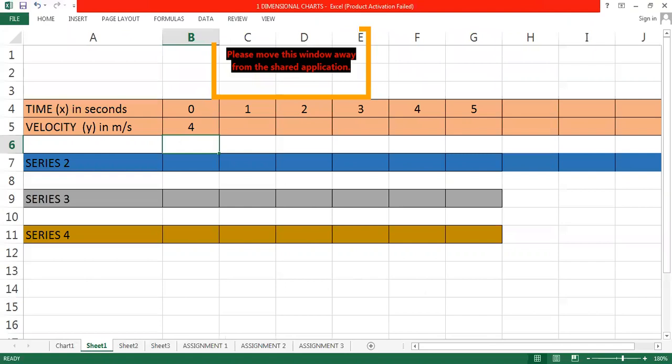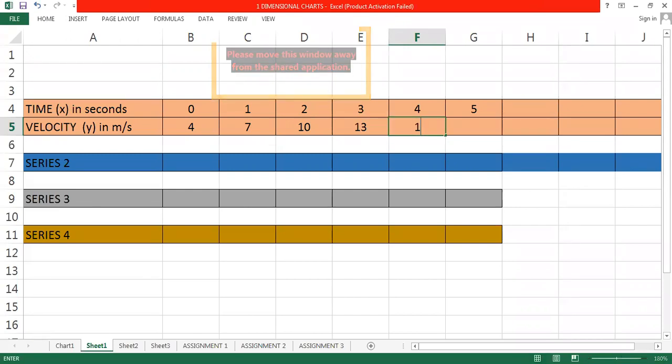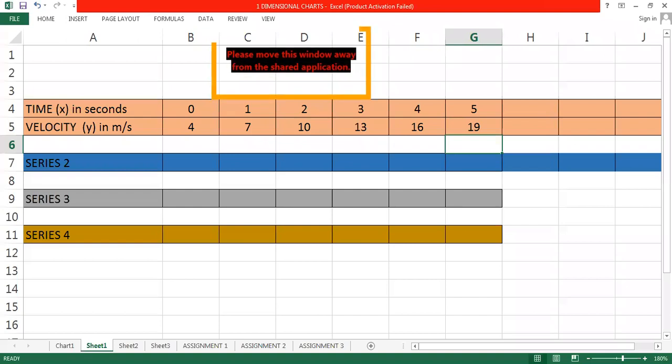So can you say me, what will be the velocity after 1 second? Very good. 7. After 2, 10. After 3, 13. After 4, 16. And after 5, 19. Clear? Now we have to plot the points for this. 0, 4, 1, 7, 2, 10, 3, 13, 4, 16 and 5, 19.